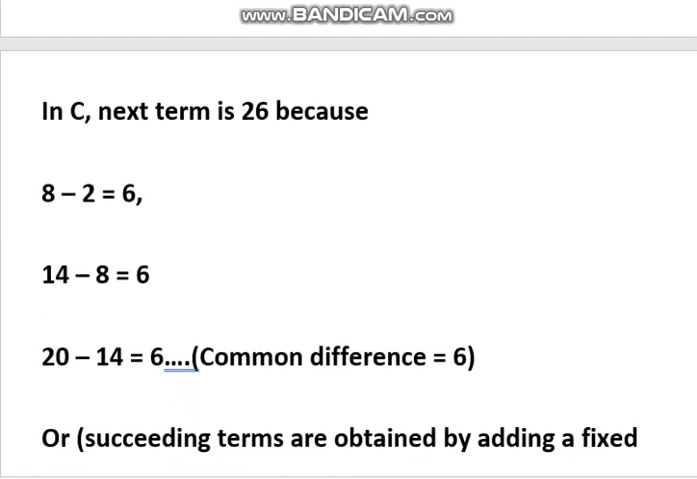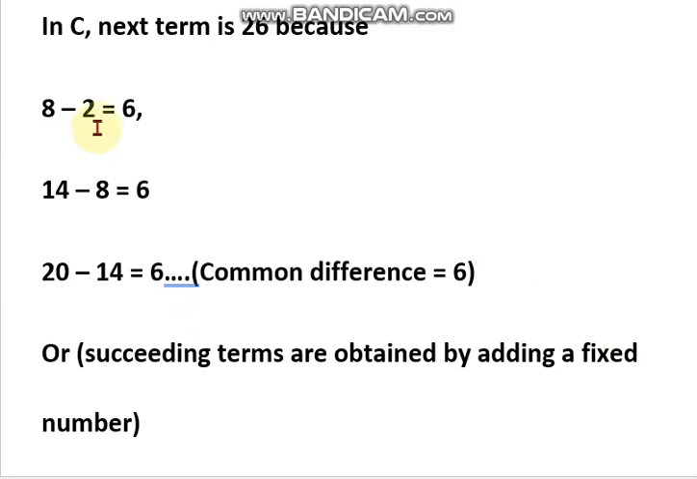So let us see here that second term minus first term is 6. Then third term minus second term is also 6. Then 20 minus 14, which is fourth term minus third term, is also 6. So we can say that here the difference is equal. So the common difference is 6. Or we can also say that here succeeding terms are obtained by adding a fixed number.